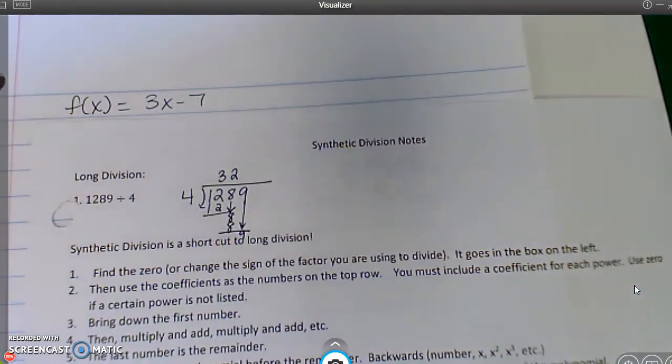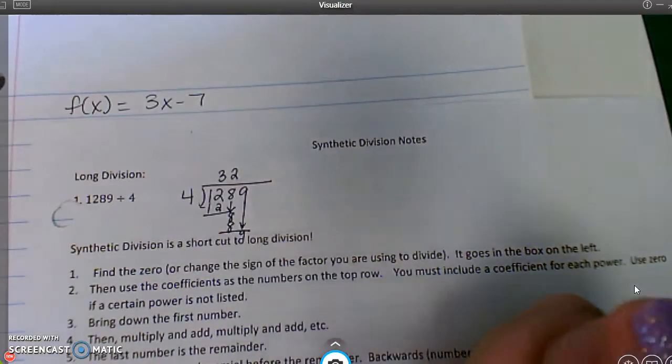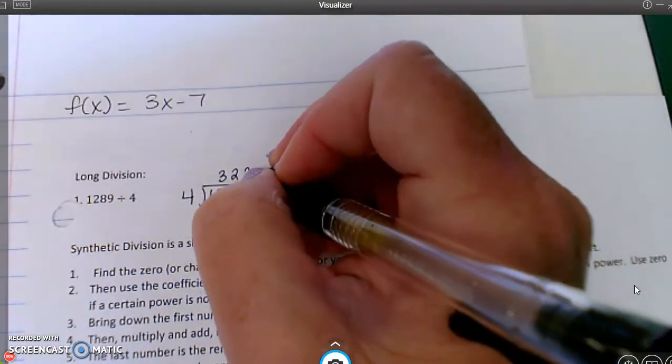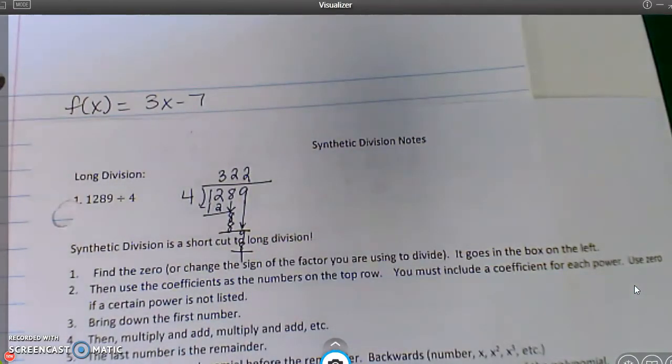I'm sorry, I'm not going to run off the room here, but that's okay. Alright, 4 goes into 9. How many times? 2. You get 8, subtract it, and you get a 1. We can continue if we want.